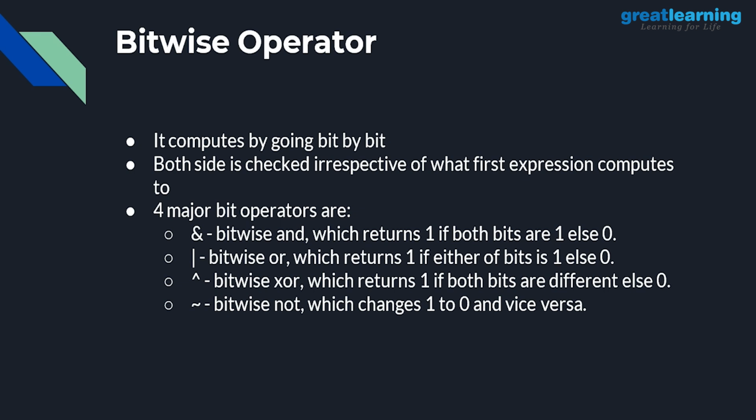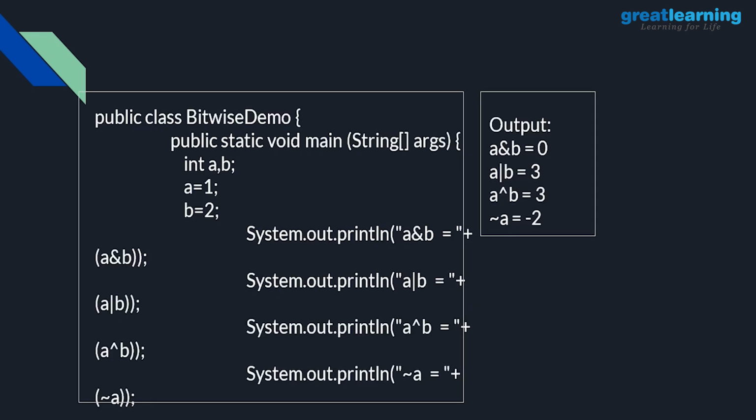And bitwise NOT will just complement the bit. What do I mean by this? If you have 1, it will complement it to 0. If you have 0, it will change it to 1. 0 to 1, 1 to 0. This is the bitwise operator.